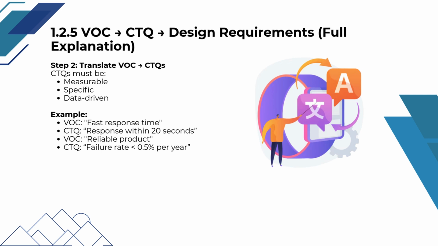The second step, the voice of customer, is translated into critical to quality characteristics that are measurable, specific, and data-driven. For example, converting a vague need like fast response time into a clear CTQ such as response within 20 seconds. Or translating reliable product into a quantifiable requirement like a failure rate of less than 0.5% per year.